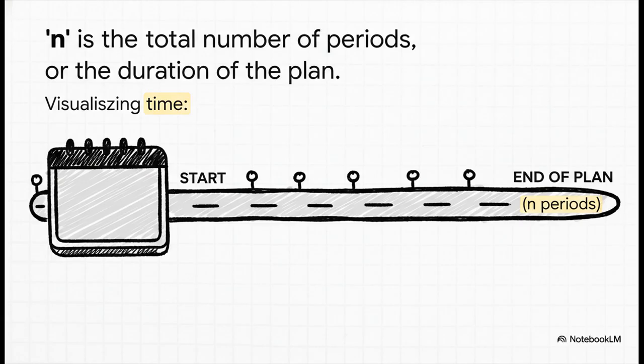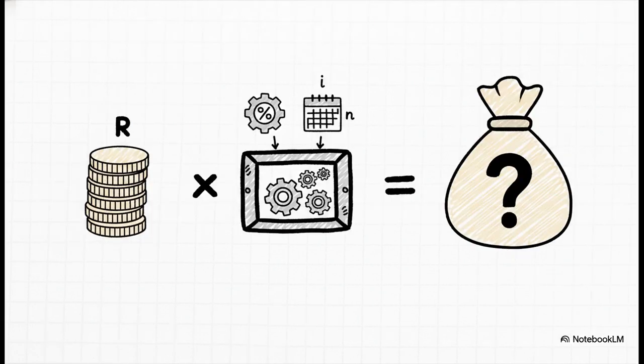In our retirement example, this is simply the number of years you need this income to last. This variable quantifies the duration of your plan, and as you can imagine, it has a major impact on the final calculation. A longer retirement requires a significantly larger present value. So, when we put it all together, we get this formula.